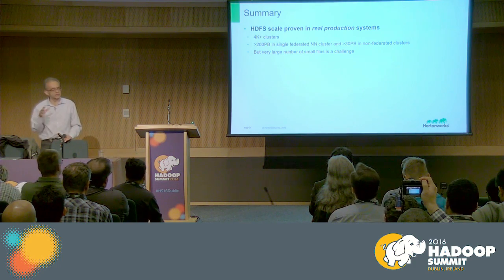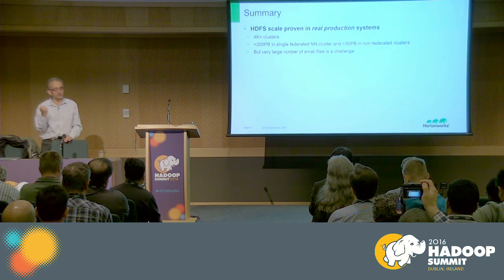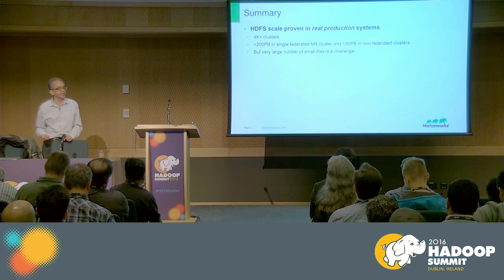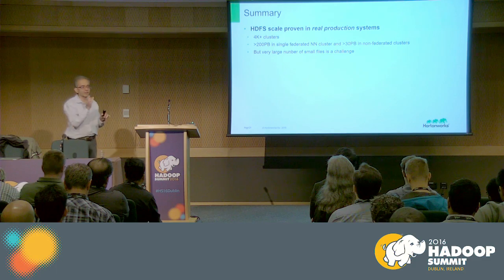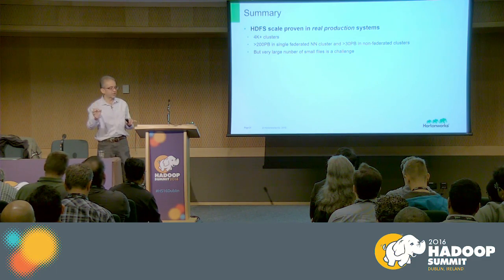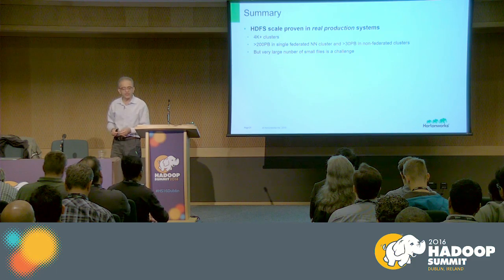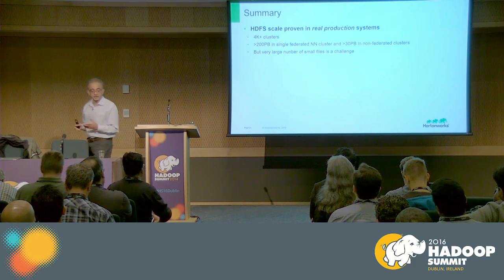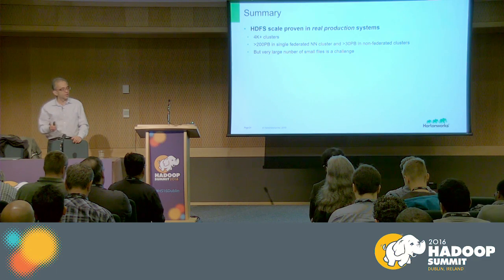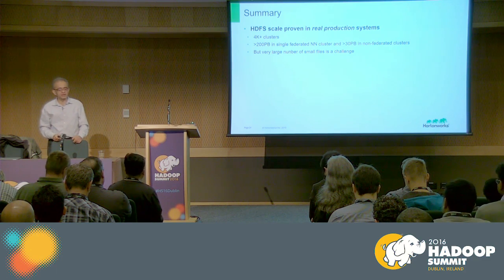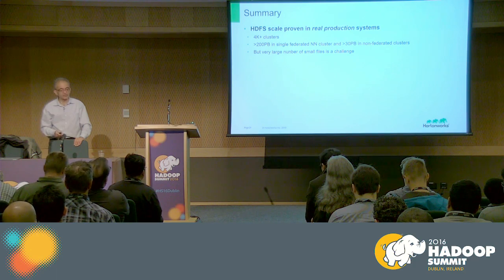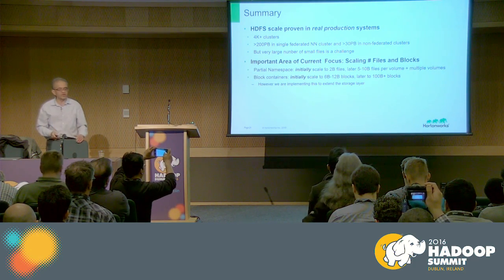So to summarize, HDFS has the scale in terms of raw storage and cluster size, proven in real production systems. I'm not talking about the number of bits inside a block ID and what number of blocks I can theoretically scale to. I'm talking about real production systems: over 200 petabytes in a single federated cluster and 30 petabytes in a single non-federated cluster, over 4K cluster sizes. But a very large number of small files is a challenge, and that's what I talked about in this talk.